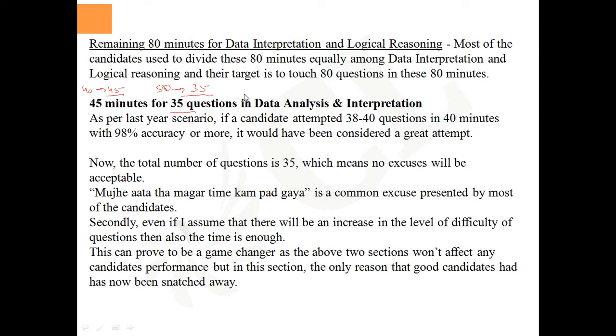So what does that mean? Difficult questions, SBI PO has always been very difficult. I don't know whether they have the scope of increasing the difficulty level to another phase or not, I don't know about that, but let's say even if that is difficult, 35 questions would, in a normal scenario, have required 35 minutes, right? 1 minute per question.